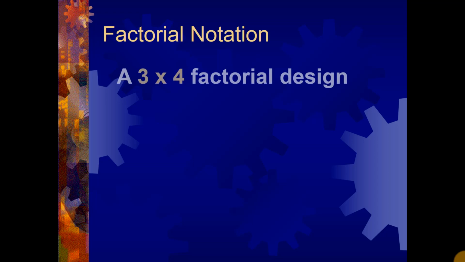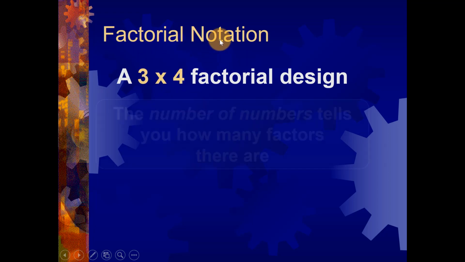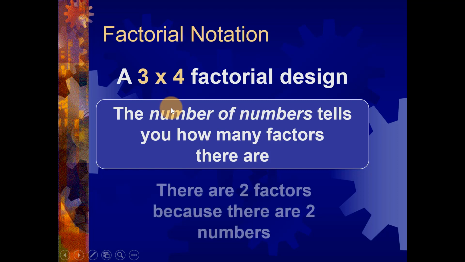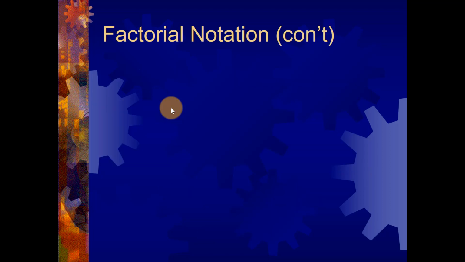Okay, so let's say I give you a 3x4 factorial design. What does that mean? Well, if we look at the number of numbers, how many numbers do you see here? I see 2 numbers. Well, the number of numbers tells you how many factors there are. I just said there are 2 numbers here, right? So that means that there are 2 factors because there are 2 numbers. So in this design, I know that the researcher looked at 2 independent variables. In this case, let's stick to our type of therapy and time in therapy.